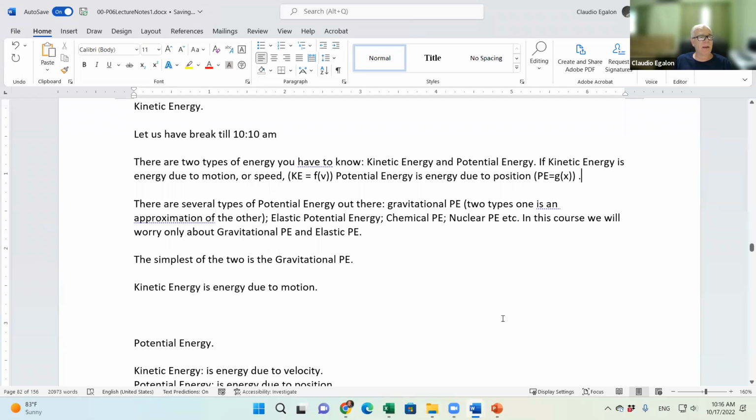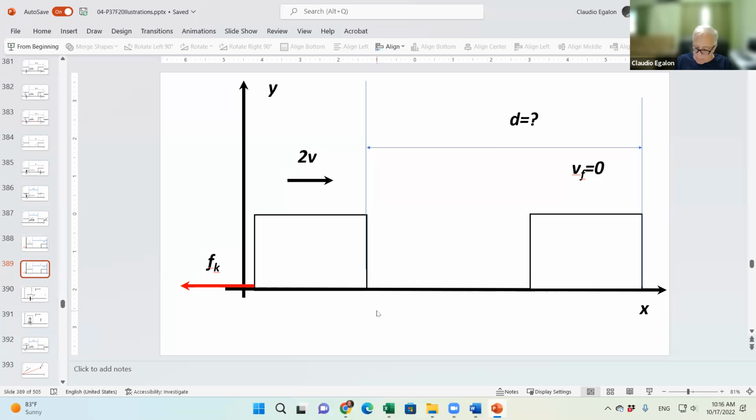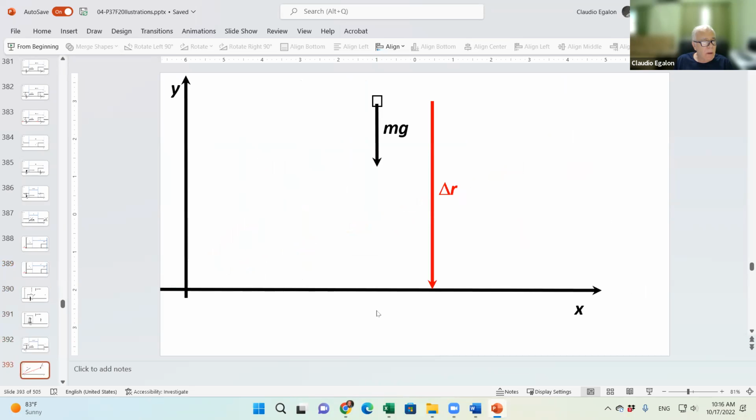There are two types of gravitational potential energy. One is an approximation of the other. For the gravitational potential energy, we are going to deal with the simplest one. Okay? So let's talk about the gravitational potential energy. Let me see if I can have a little drawing here. Okay, here you go.